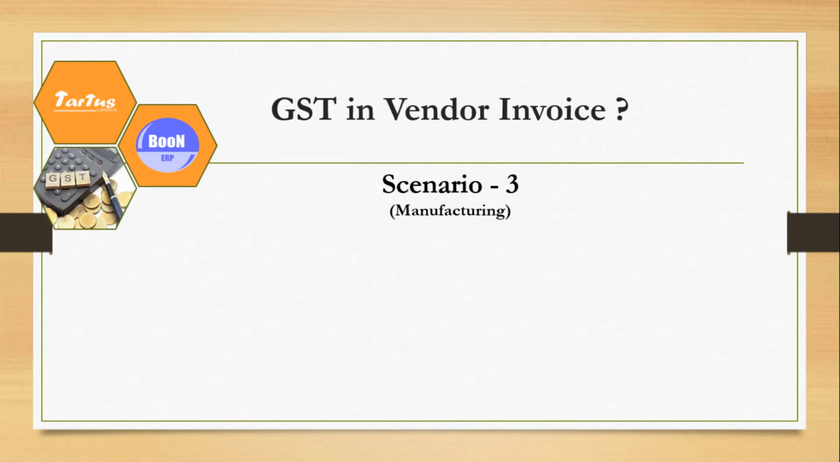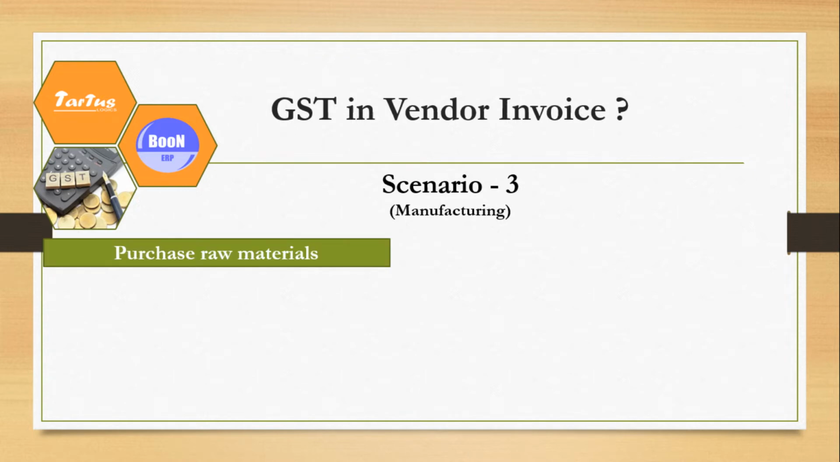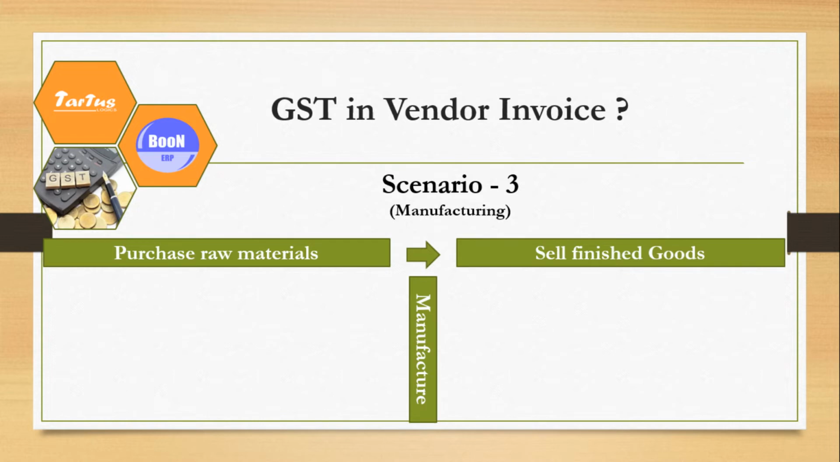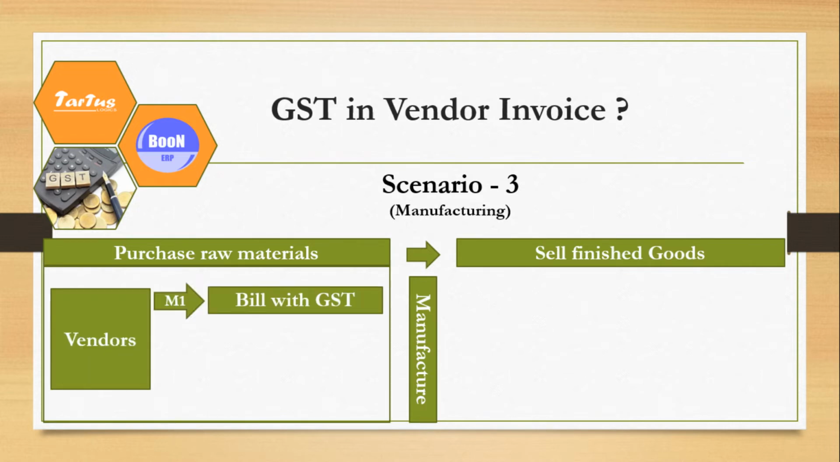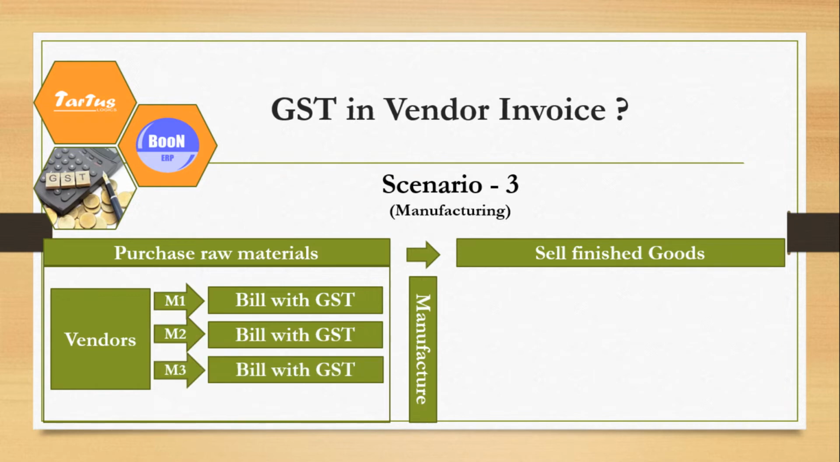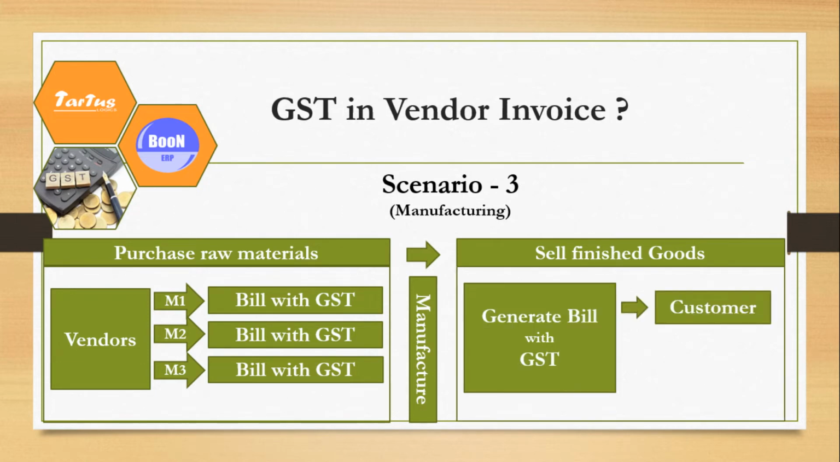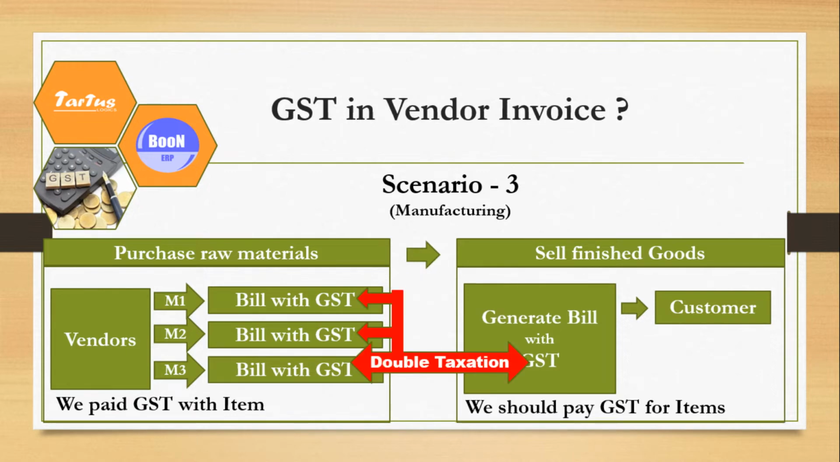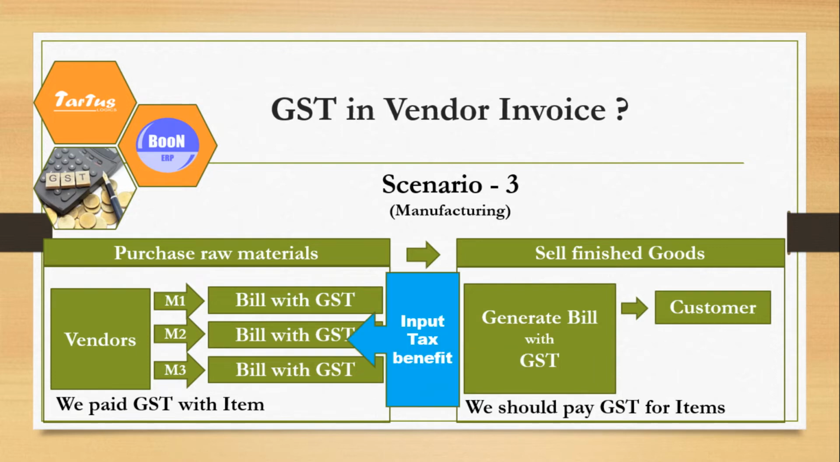Now we will consider the third scenario. This is a manufacturing scenario. We buy raw materials and services, produce an item and sell the finished item. Here let us consider we are purchasing items M1, M2 and M3. Vendors provide us invoices with GST. We procure these items and manufacture the finished goods. Then our sales team sells these items. While selling, we raise an invoice with GST. Here also GST is involved in buying and selling, that means double taxation. We will get input tax benefit while paying GST to the tax authority. We can adjust the tax on input items with the tax payables.